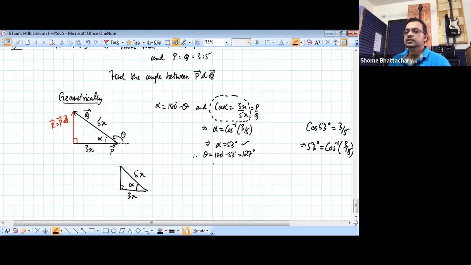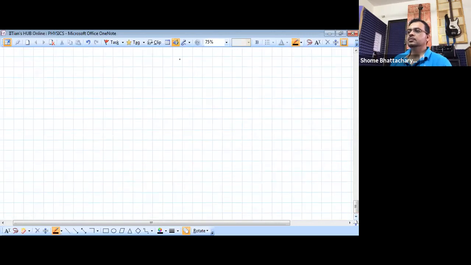And once alpha is 53, then theta is equal to 180 minus alpha. Because remember, we want to find this theta. Theta is the angle between P and Q. P's direction is this, and Q's direction is this. So that angle between P and Q is an obtuse angle. P is in this direction, Q. So this is the angle, not this one. That's why our final answer should be theta equal to 127. Now this is much easier by this triangle method. If you go into component algebra, it's a little bit complicated.